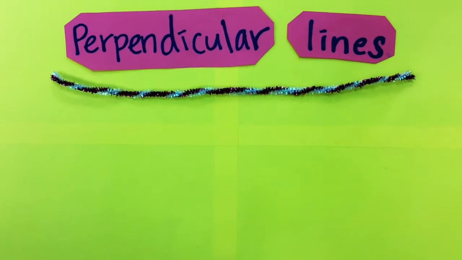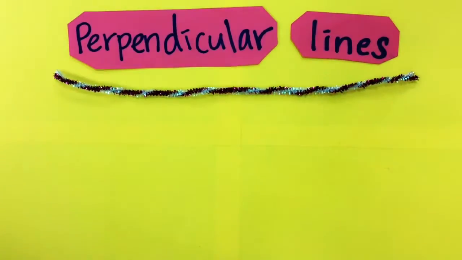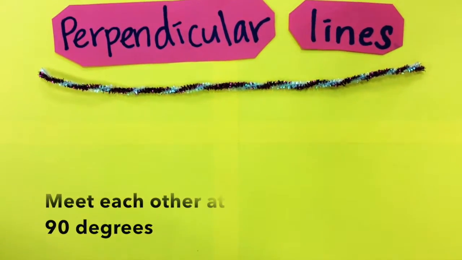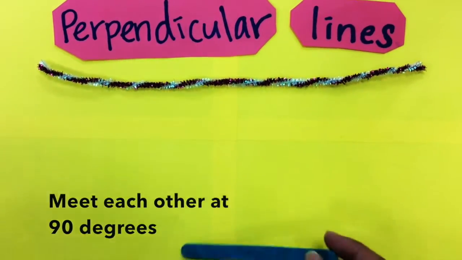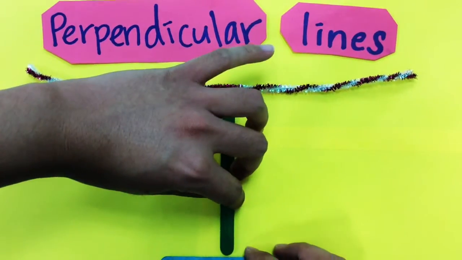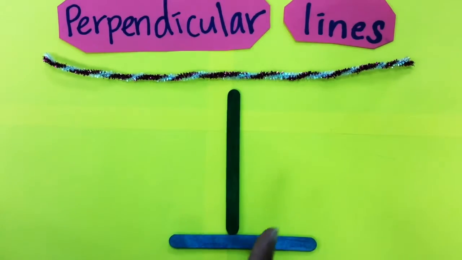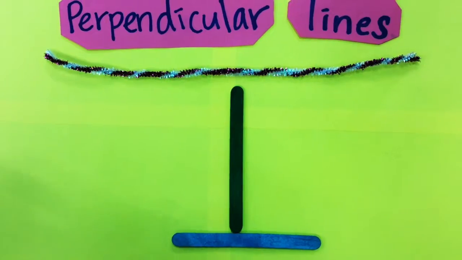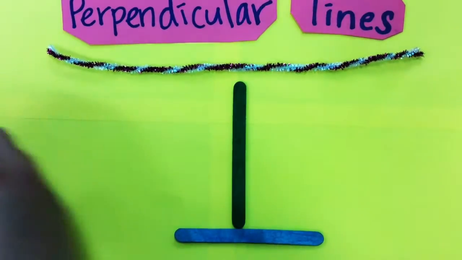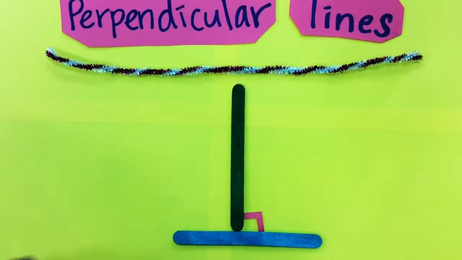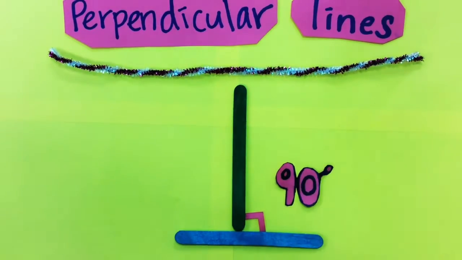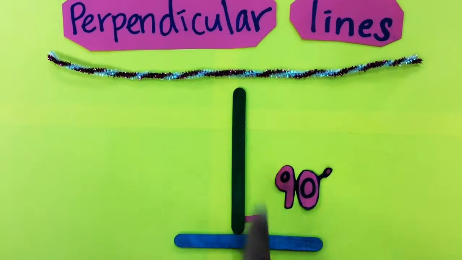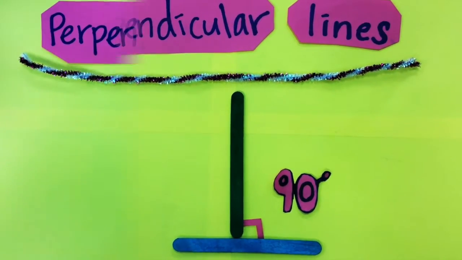So what are perpendicular lines? Perpendicular lines are two lines that meet each other at 90 degrees. Let's look at these two sticks over here. If you notice, these two sticks are touching each other at a point. And at this point, it is at a 90-degree angle. So yes, these two lines are perpendicular lines.